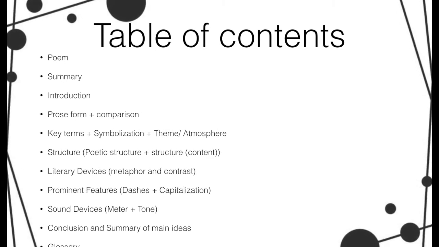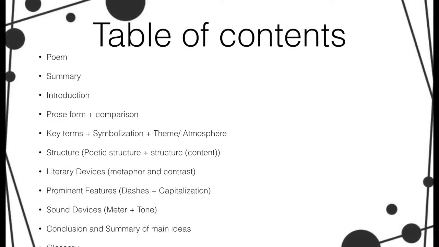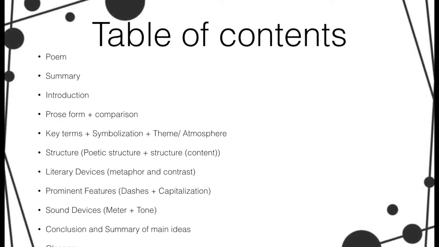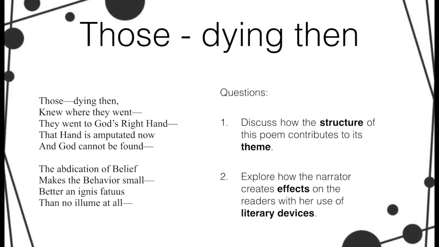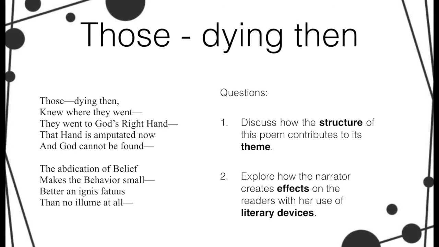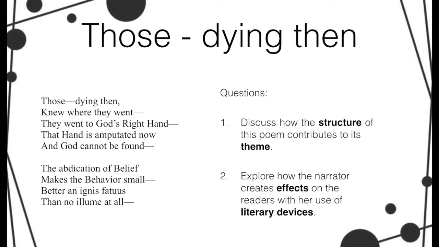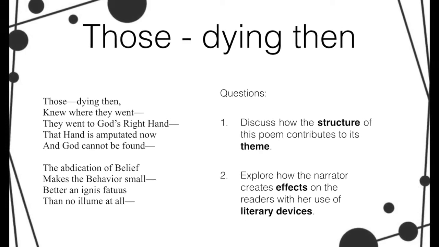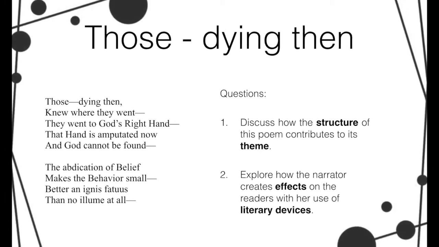Those dying then knew where they went. They went to God's right hand. The hand is amputated now, and God cannot be found. The abdication of belief makes the behavior small, better an ignis fatuus than no illum at all.